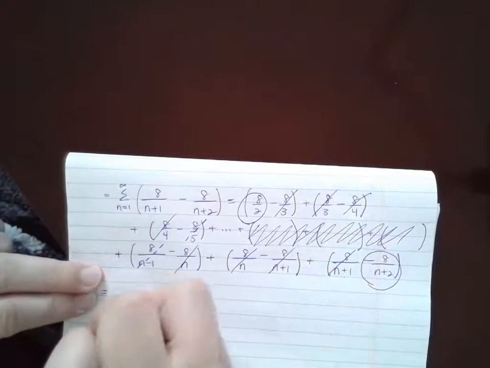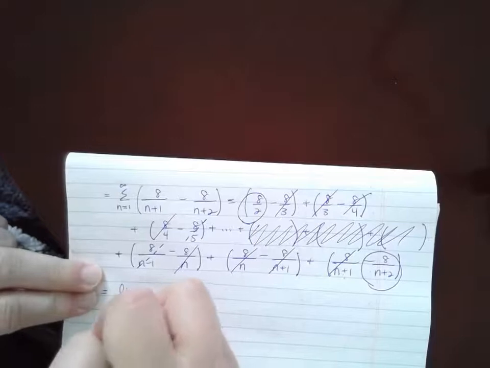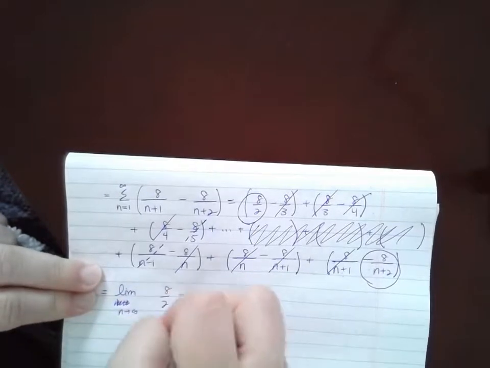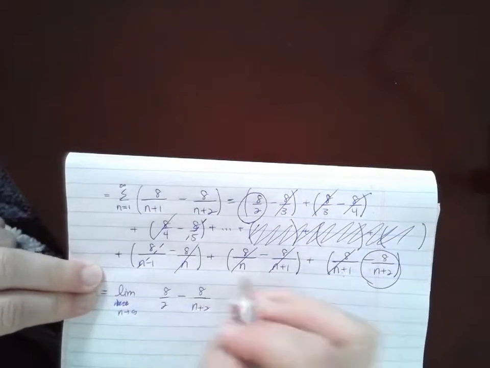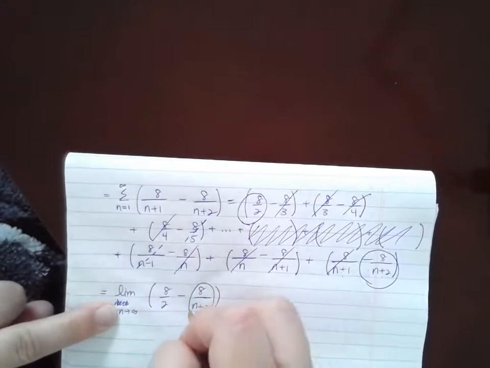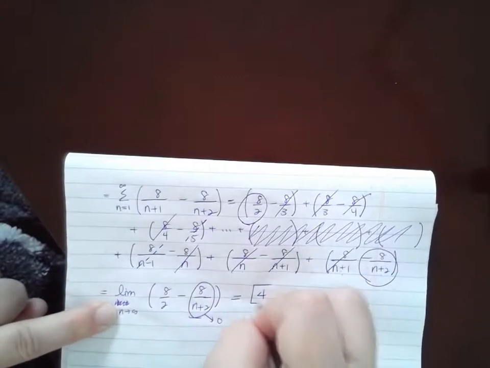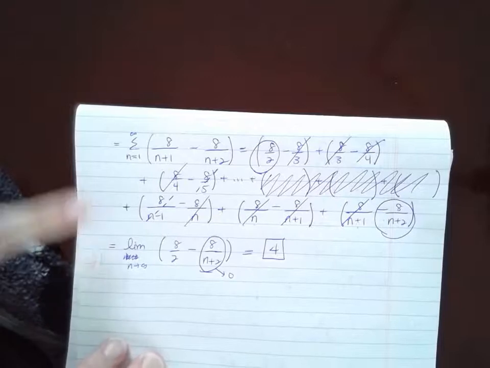So this series is equivalent to the limit as n approaches infinity of 8 halves minus 8 over n plus 2. If n is approaching infinity, then this fraction is approaching 0, leaving 4 as my final answer. Now, what's nice about a telescoping series is not only are we proving that it's convergent because we have an answer, but we're able to figure out what the sum is.